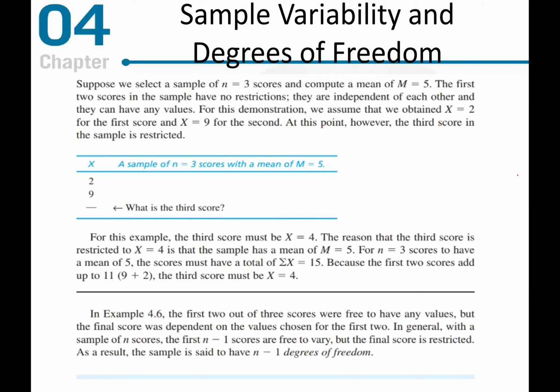So again, the first two out of the three scores were free to have any possible values, but the final score was dependent on the values chosen for the first two. So in general, with a sample of scores, the first sample size minus 1, or degrees of freedom, of scores are free to vary, but the final score is restricted. As a result, the sample is said to have n-1 degrees of freedom, right?